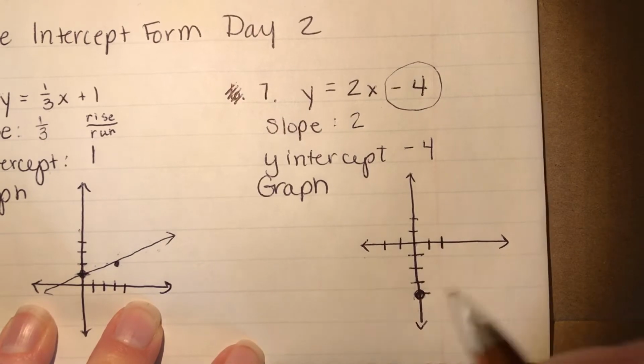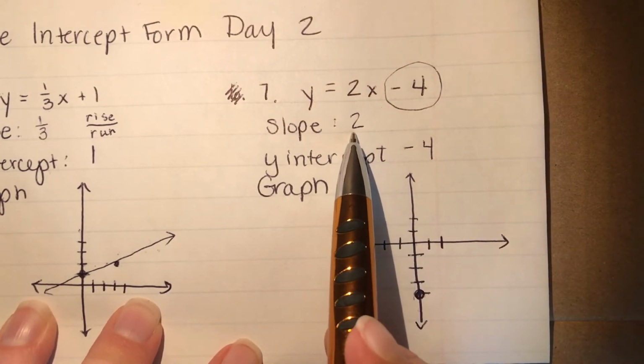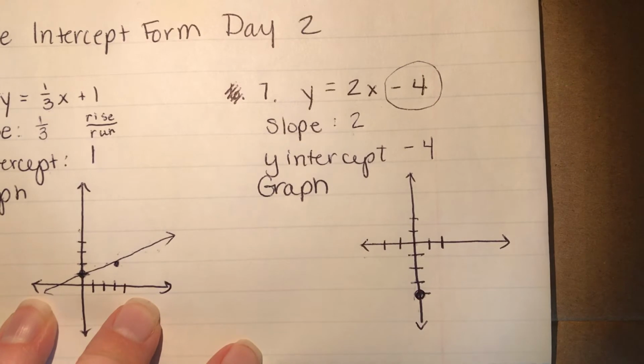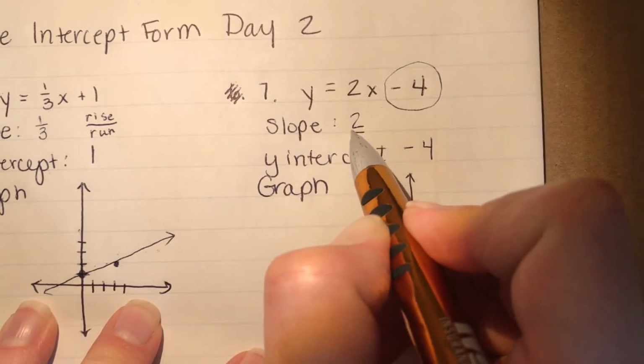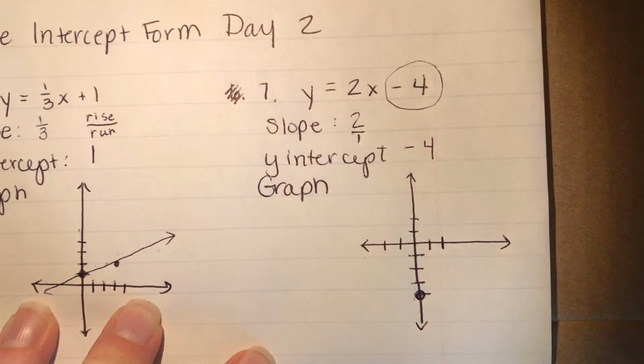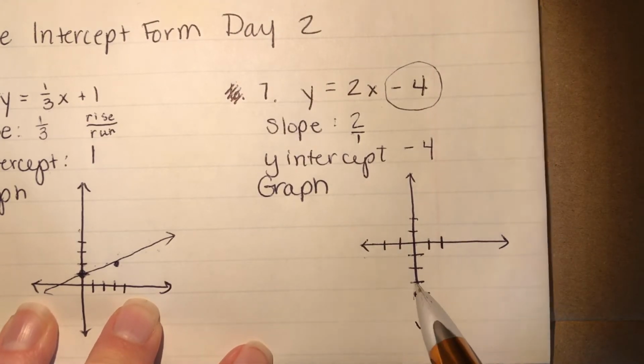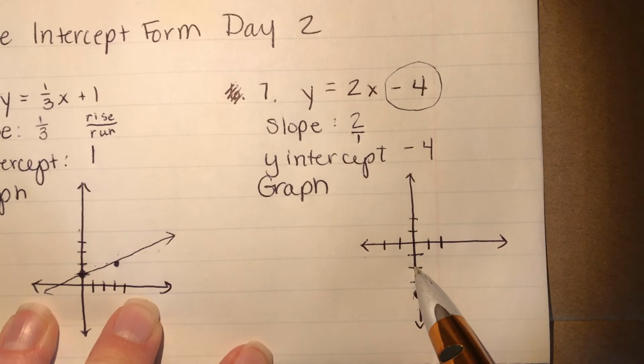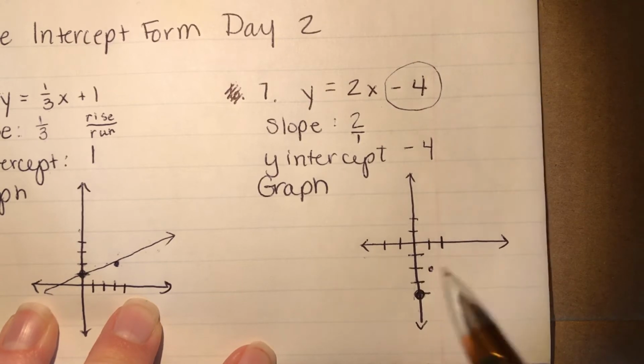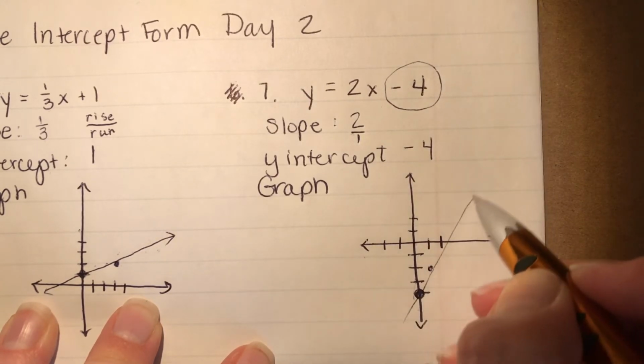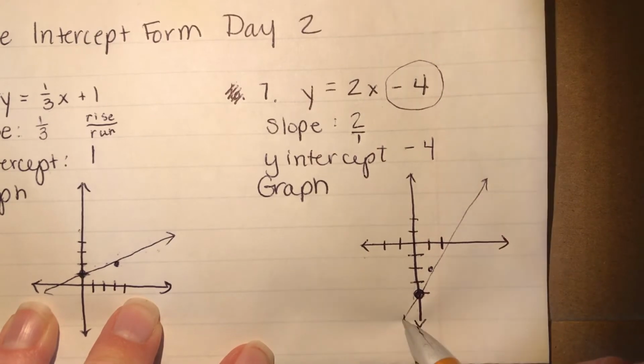Put my dot here. Now my slope is 2, and slopes are always easier if you have it in a fraction form. So we can just put this over a 1, all right, because it's still equal to 2. So I am going to rise 2, 1, 2, and run 1 and go 1 over. And then I can go ahead and graph my points to the best of my ability.